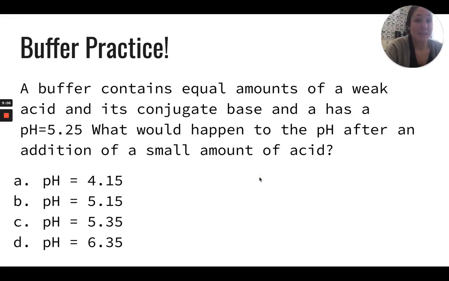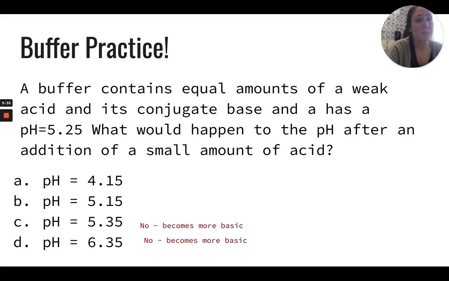All right, let's look at this one. A buffer contains equal amounts of a weak acid and its conjugate base and has a pH of 5.25. What would happen to the pH after an addition of a small amount of acid? So I have a pH, I'm adding a small amount of acid. So what's not going to happen is my pH isn't going to go up. It's not going to become more basic. I'm adding a little bit of acid.